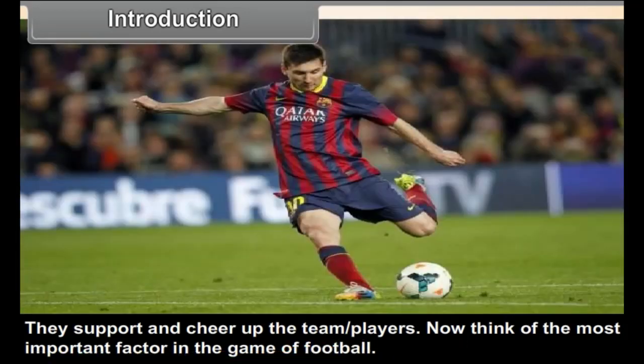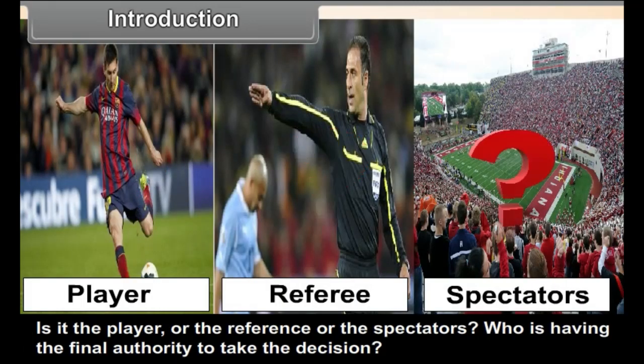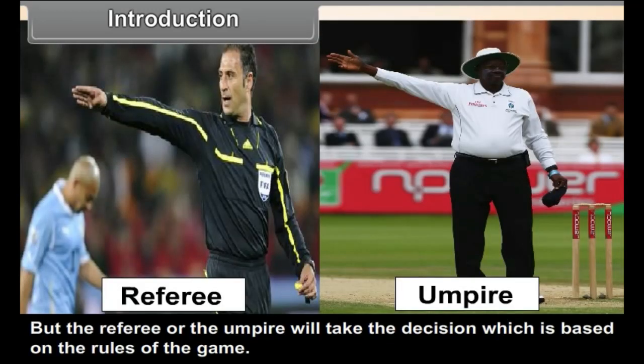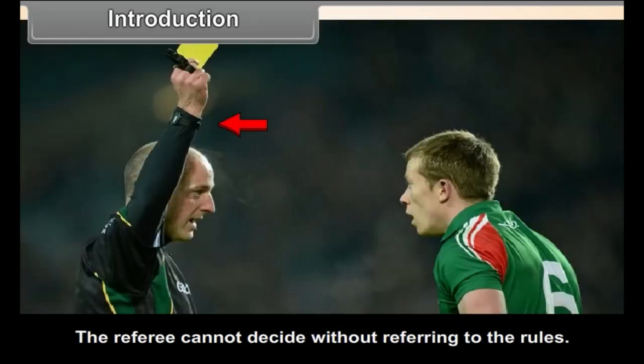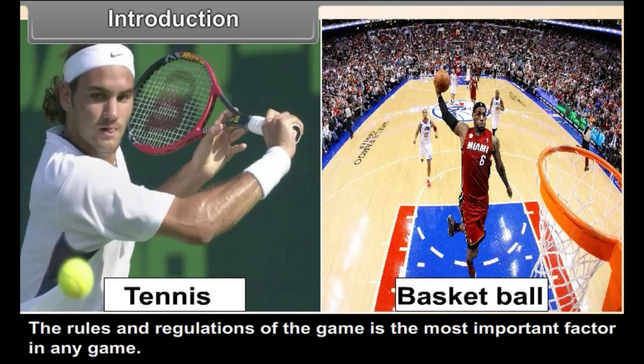Now, think of the most important factor in the game of football. Is it the player, or the referee, or the spectators? Who is having the final authority to take the decision? One may point out the referee, but the referee or the umpire will take the decision which is based on the rules of the game. The referee cannot decide without referring to the rules. The rules and regulations of the game is the most important factor in any game.